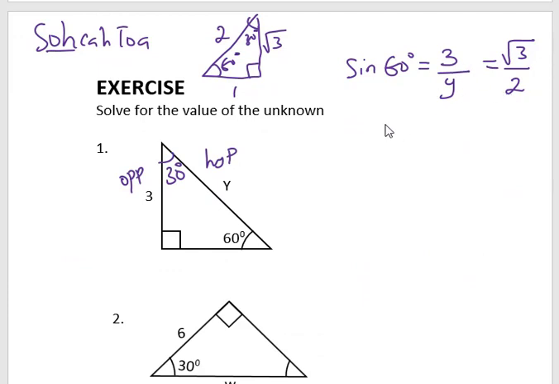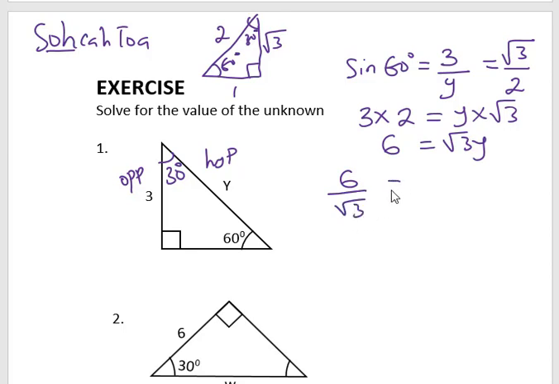So from this point, you just have to cross multiply, and you have 3 multiplied by 2 is equal to y multiplied by √3. 3 multiplied by 2 is 6, is equal to √3 y, or I can say y√3, it's the same thing. So what we have to do is to divide both sides by √3. So 6 divided by √3 is equal to √3 y divided by √3. The √3 will cancel out and we are left with this. But then this cannot divide, right? So 6 divided by √3 cannot work.